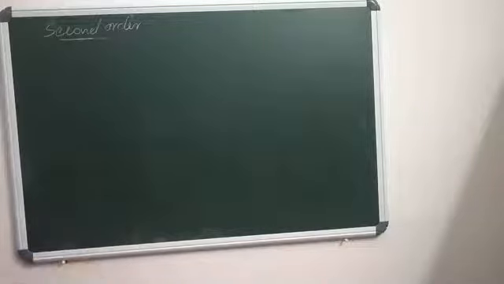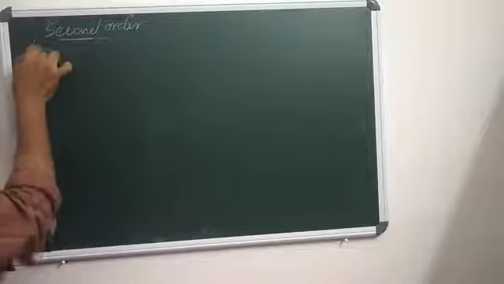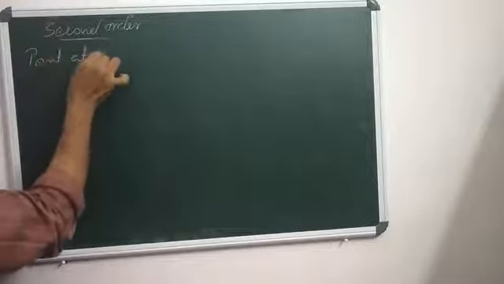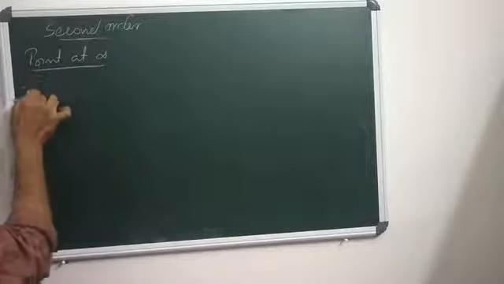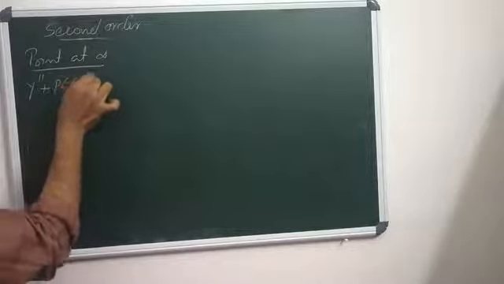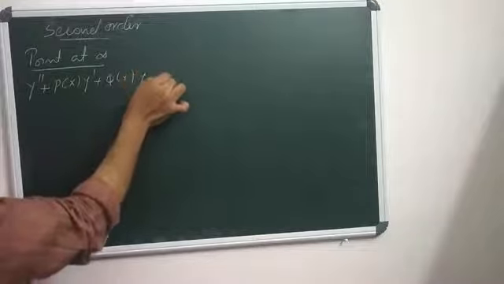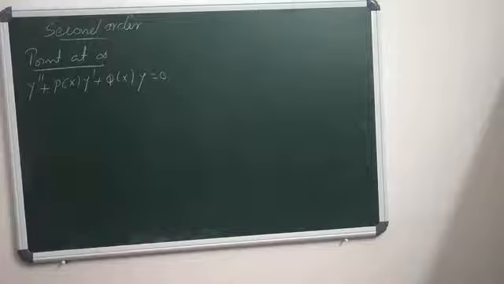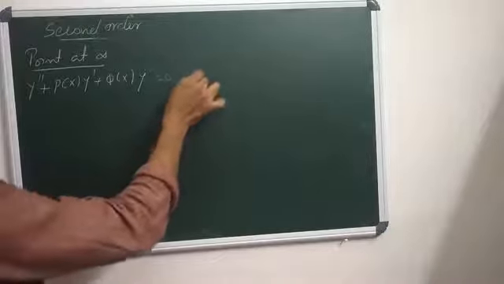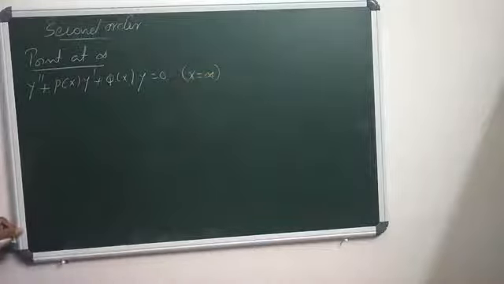Now consider the point at infinity. What about the point at infinity? Consider the second order differential equation y double dash plus p of x y dash plus q of x y equals 0. We may consider the largest values. If x is the independent variable of this differential equation and x takes large values, meaning x equals infinity, that is, a sufficiently large value for x.